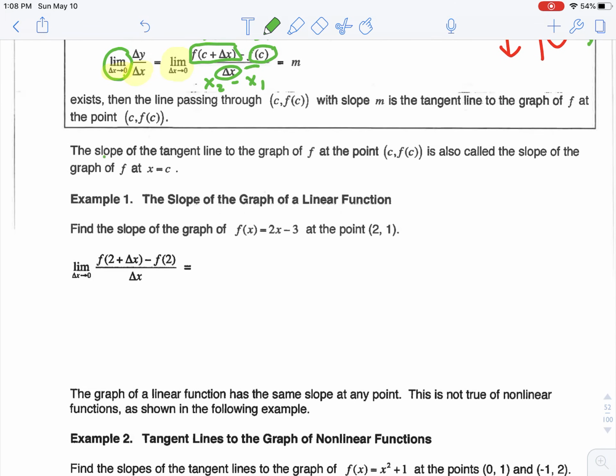The slope of the tangent line is also just called the slope of the graph right there. So when we say the slope of a curve, we're not actually finding the slope of the curve, we're finding the slope of the tangent line to it, but sometimes we'll just call it the slope of the curve.